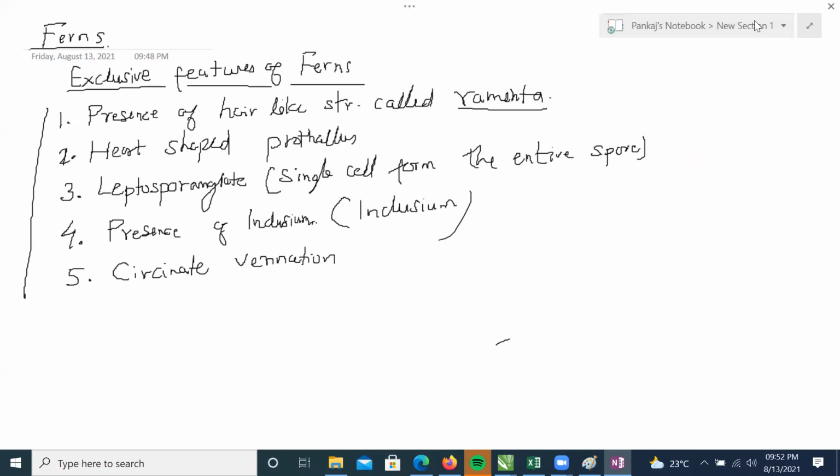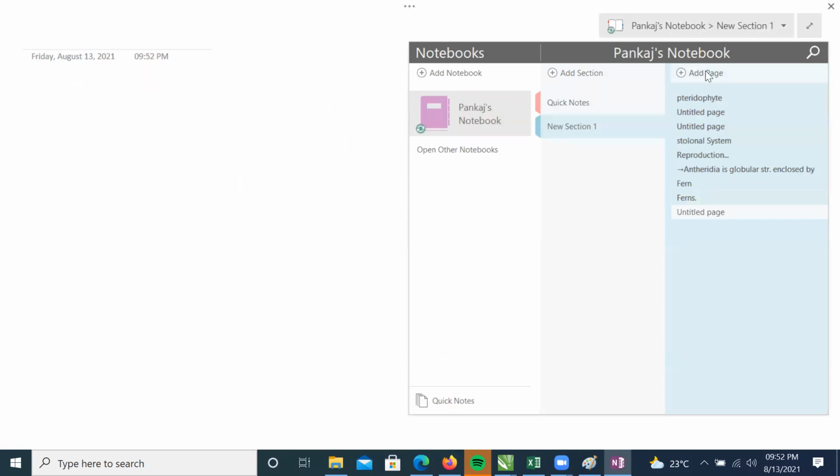Now let's discuss one last thing, and that is the seed habit of Selaginella. First of all, in pteridophytes, seeds are not formed. If I'm saying seed habit, that means there is a tendency towards the formation of seed, right? So seed is not formed, but this tendency has been observed in Selaginella. So what are the requirements for the seed habit? The requirement is that the plant should be heterosporous.